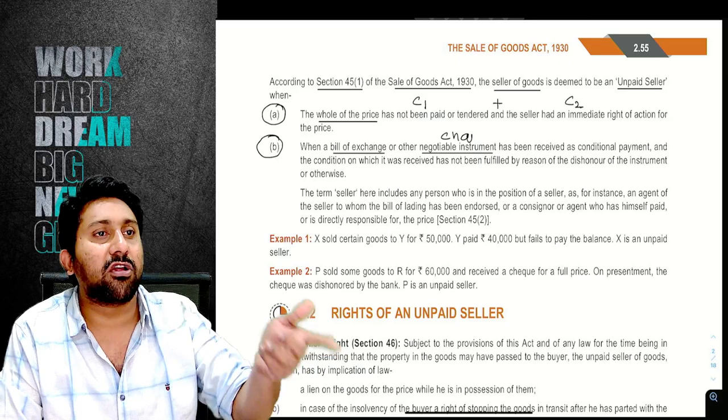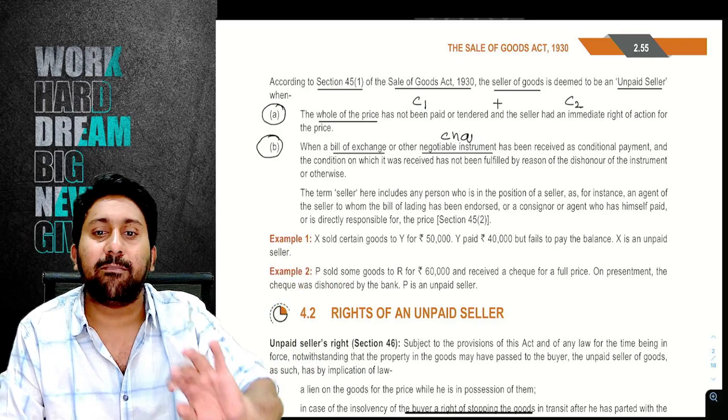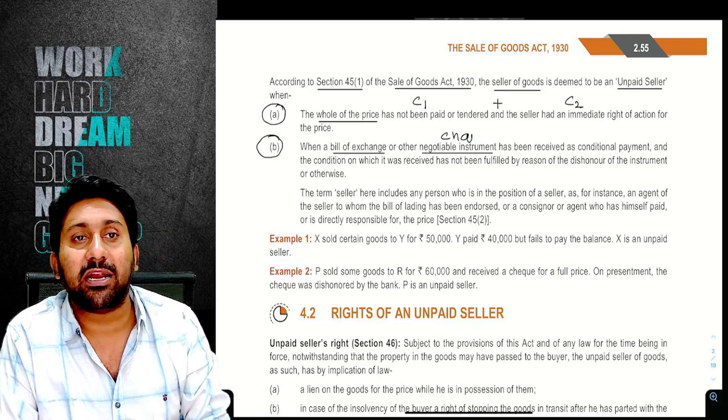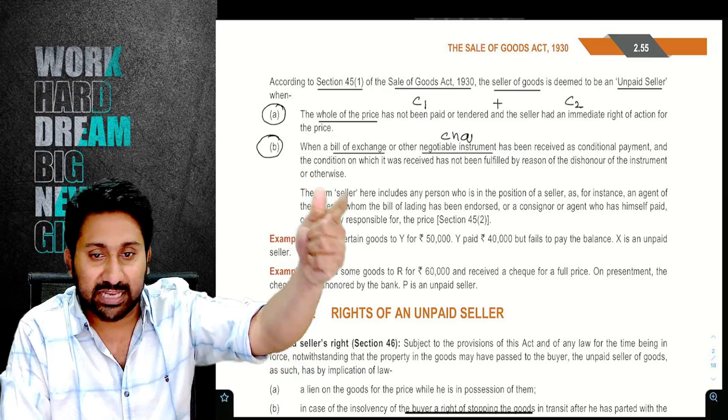Due to any reason, it may be dishonor or you may lose the check. Something has happened. Due to some reason, the check is not presented for payment. In such a case, that person, the seller, is called an unpaid seller. The default should be from the buyer side, not from the seller side. If I issued a check and the seller lost the check, that will not make him an unpaid seller.